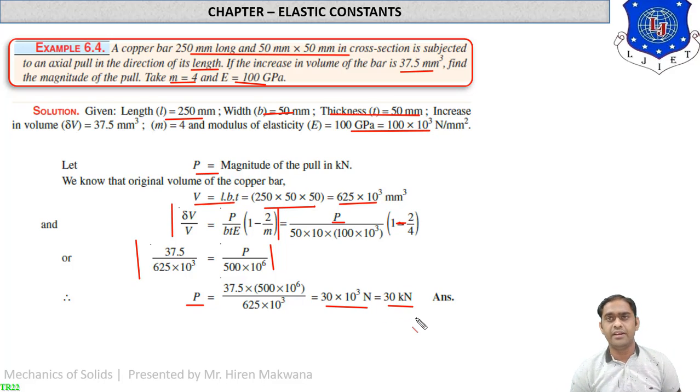So very simple numerical, nothing difficult in this. All the values are given in the data. You just have to replace in the appropriate formula and you will have to find missing values.